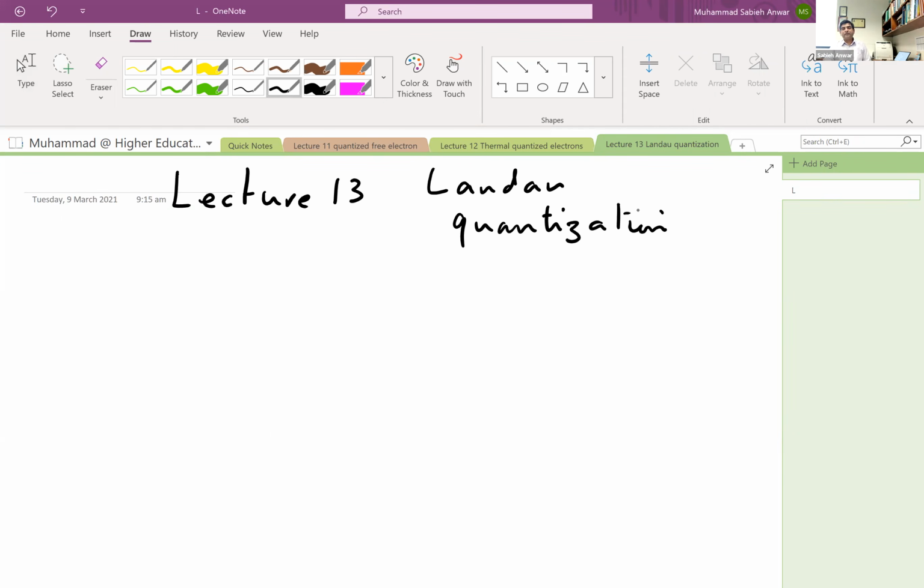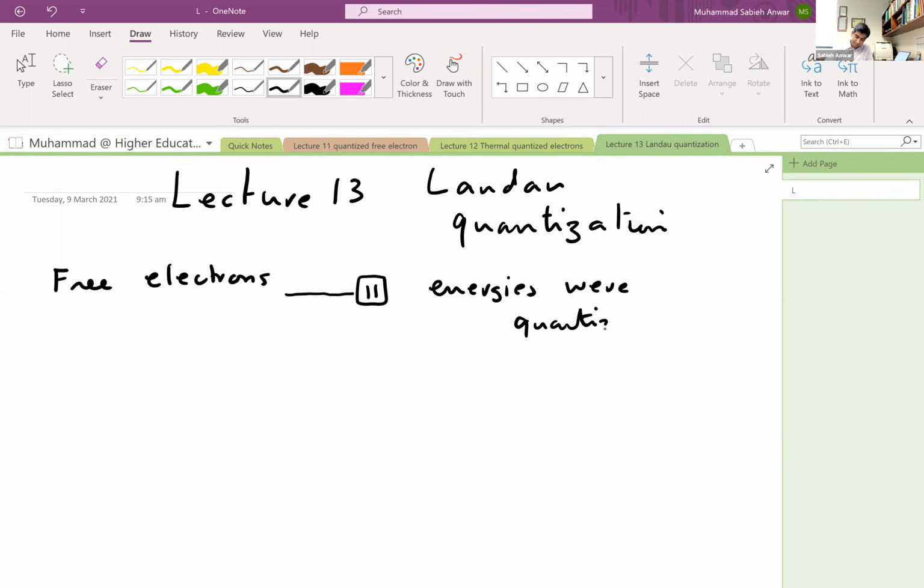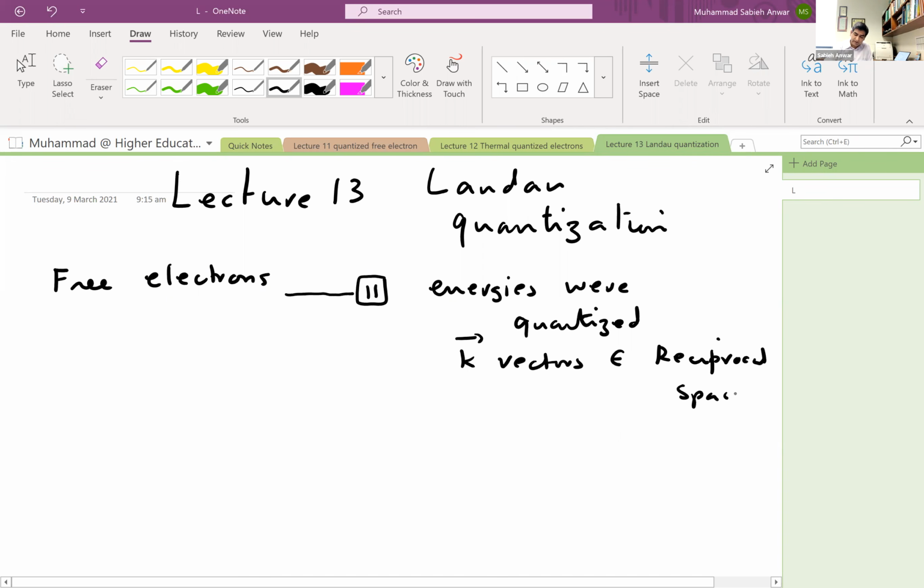So we've been looking at free electrons, mostly inside metals. In the first lecture of this module, which was lecture number 11, we saw how the energies of these electrons were quantized, and the k vectors belonged to the reciprocal space. And the k points were all quantized. In the second lecture, we looked at some thermal properties of these free electrons.